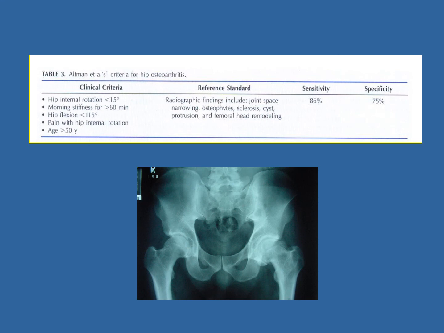This slide shows what are called Altman's Criteria, which are essentially the same findings as the American College of Rheumatology. They're essentially from the same group. But if you look on the left again, the clinical criteria we're talking about are range of motion findings of hip internal rotation less than 15 degrees and hip flexion less than 115. No morning stiffness for more than an hour, and then pain with range of motion findings.